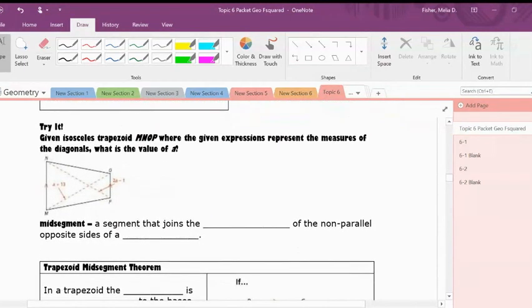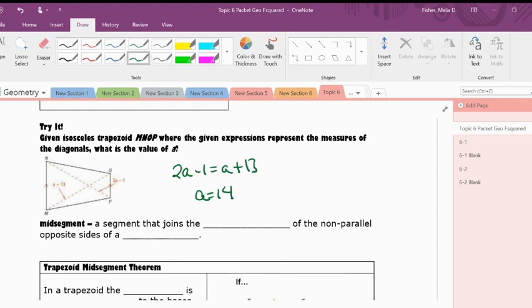Go ahead and pause your video and do the try it, and then come back and check your answers. You should have taken note that diagonals are congruent, so 2a minus 1 equals a plus 13, and your work should come out to be a equals 14. Make sure you show all of the steps, just so you can check your answer. I gave it to you there.